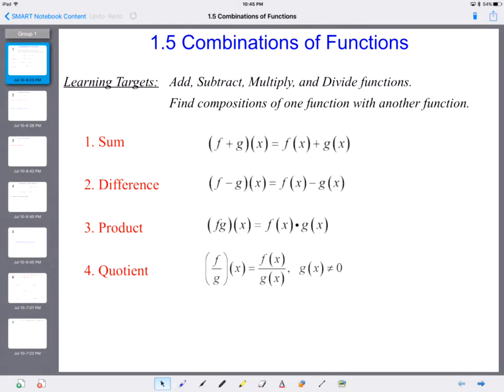Welcome to section 1.5, combinations of functions. We're going to be looking at addition, subtraction, multiplying, and dividing functions, and also finding compositions of functions.